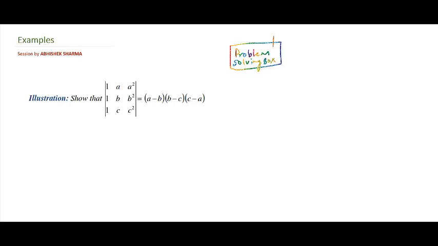So the first tool is you should be comfortable with 11 properties of determinant. You should be very comfortable. You should be good in observation, because which property to use and how to use it in which order, observation would play a very important role.